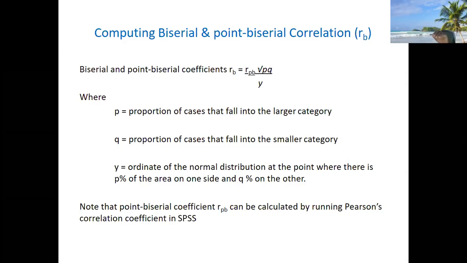But know that the biserial coefficient is calculated by running basic correlation. Because the issue there is that one of the variables is continuous and the other one is a categorical variable.